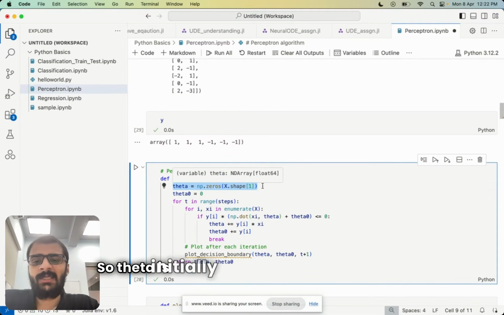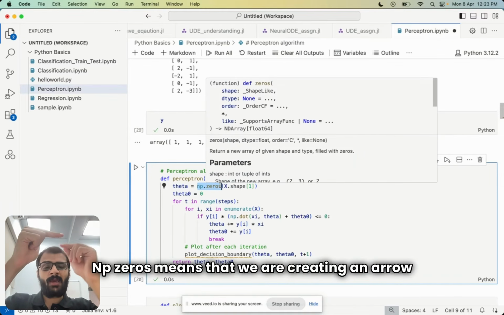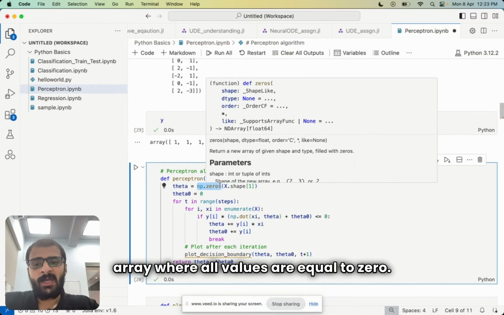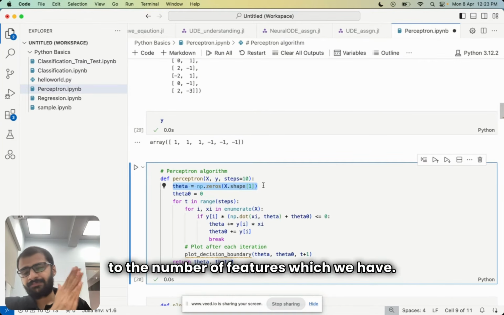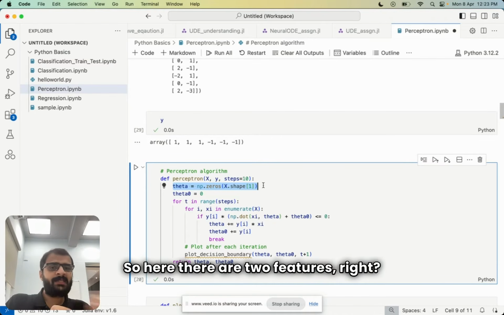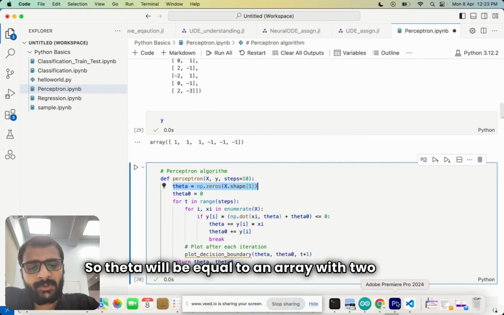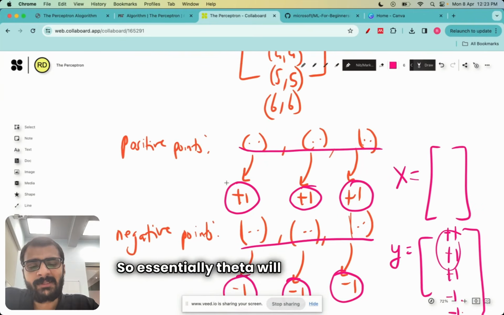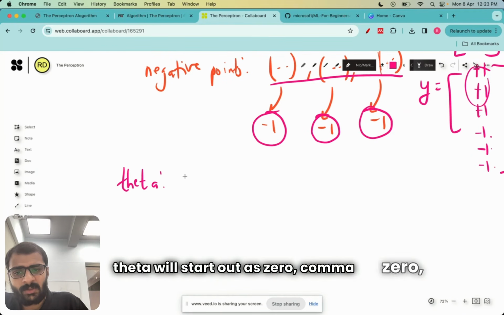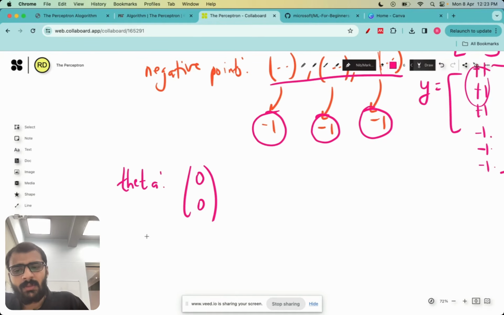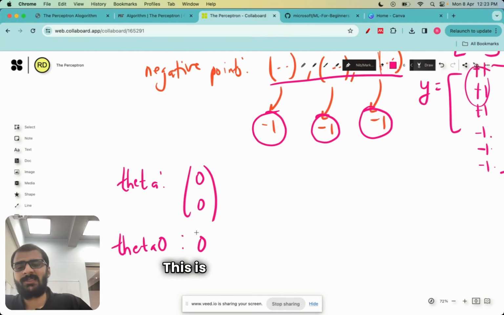So theta is initialized as a zero array. np.zeros means that we are creating an array where all values are equal to 0. Remember, theta is a vector whose length is equal to the number of features which we have. Here there are two features, right, x1 and x2. So theta will be an array with two zeros. Essentially theta will start out as 0 comma 0, and theta naught will start out as 0. This is just a scalar value.